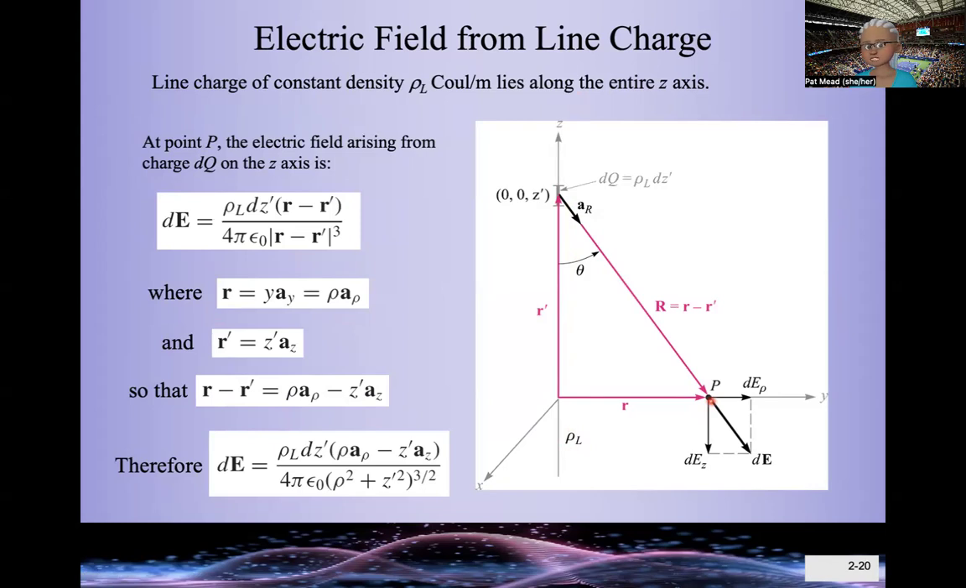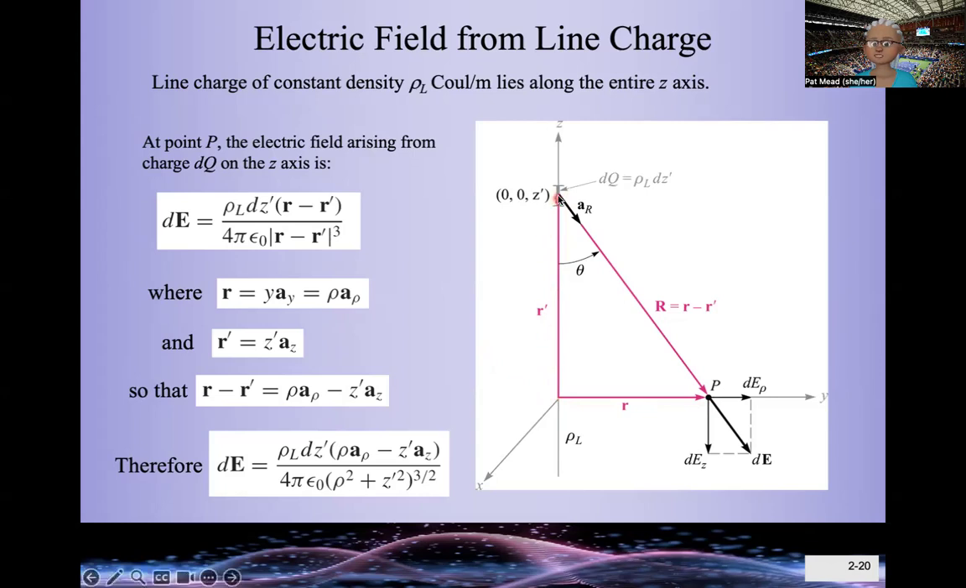So P has some value along the y-axis. It's going to be some value y. It doesn't have a z or an x coordinate. It's just y. And the r minus r prime, well, the r is the distance from the origin to the field point, and the r prime is the distance from the origin to someplace on the line charge distribution.